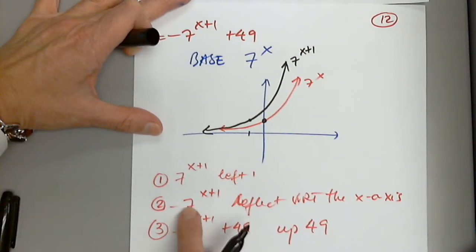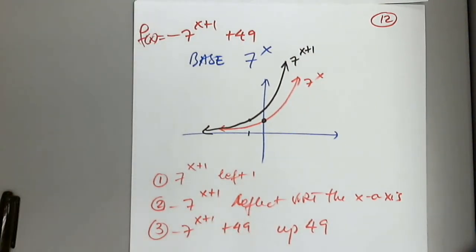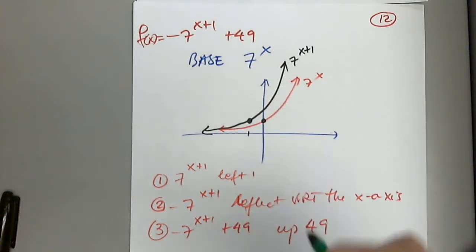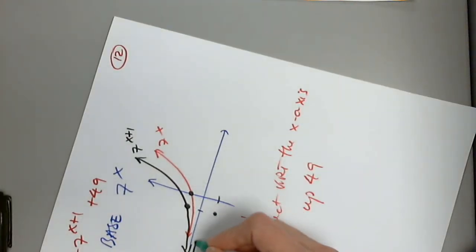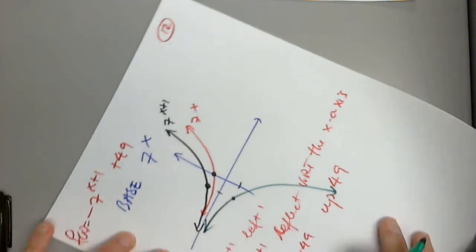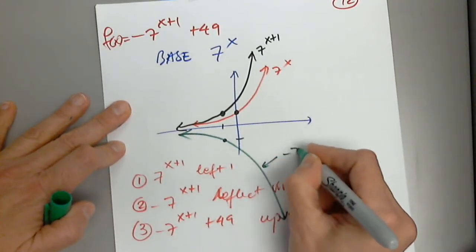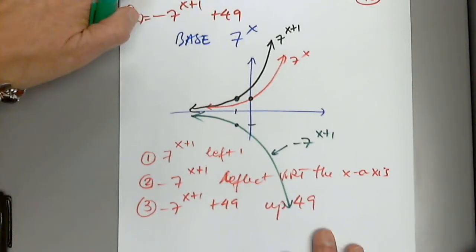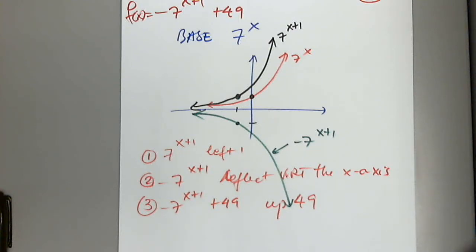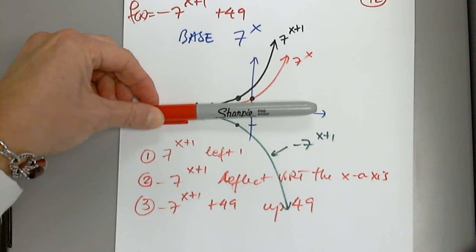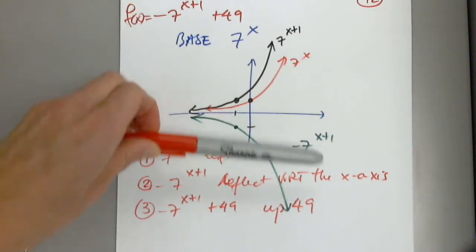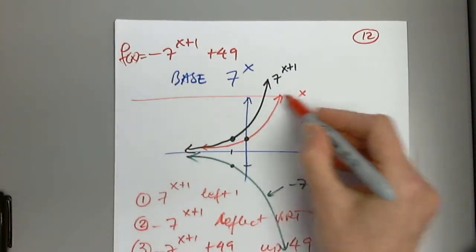Then you told me to reflect it, which is awesome. That's the correct thing to do. Where does my indicator go? Very good. Right here. So here's the graph, and this is the graph of negative 7 raised to x plus 1. And yes, I have to move the horizontal asymptote from y equals 0 to where? Awesome. 49 indeed. Thank you.